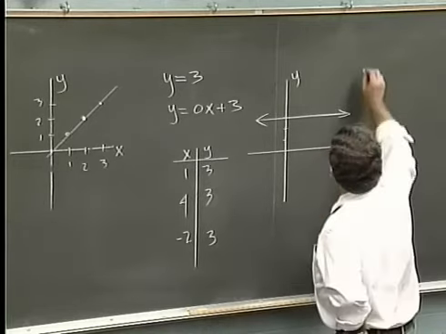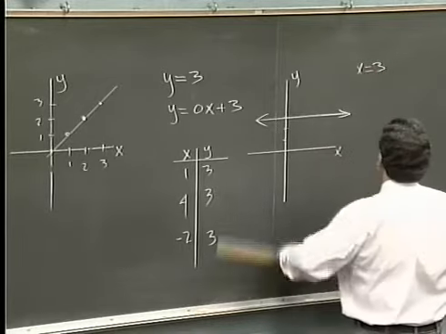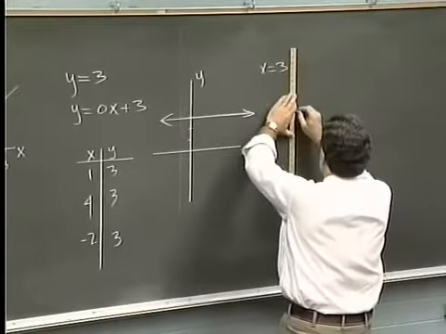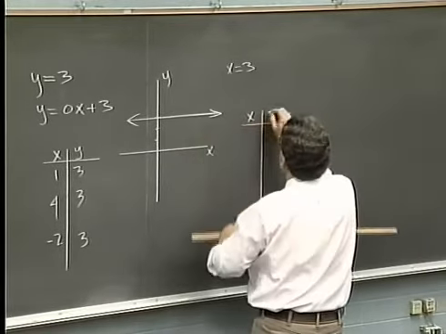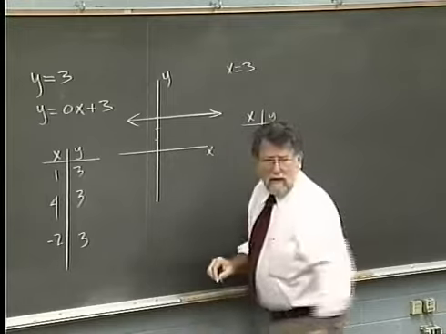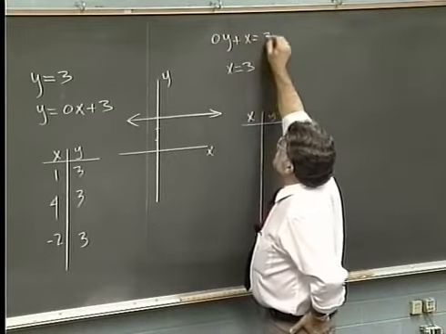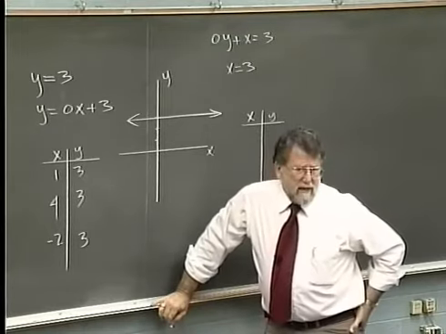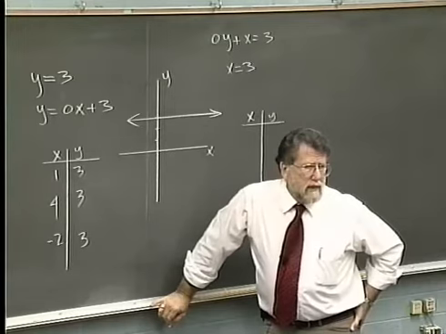Now what about x equals 3 as a contrast? At x equals 3, think of the way my equation looks again. X and y. What term's missing? Y. So we have 0 times y plus x equals 3. Do you see how I can rewrite that equation? X equals 3 with a y in it.